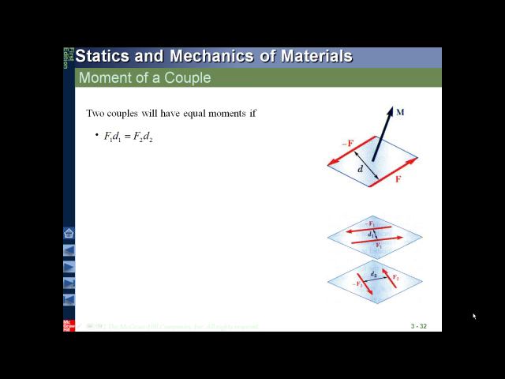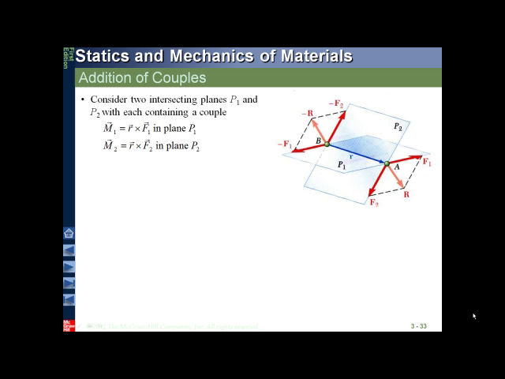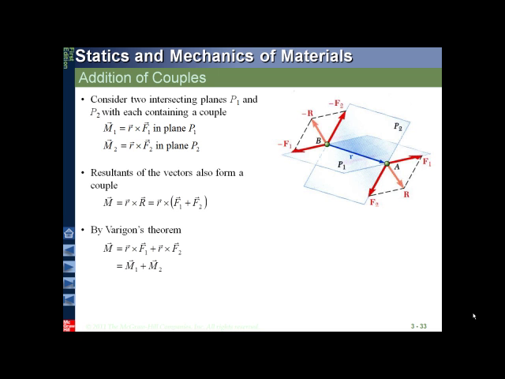So truly within the context of a given plane or a given problem, you can have a number of different couples that will produce the equivalent moment. So again, this is what they're saying here. The addition of couples, they're showing you this slide.